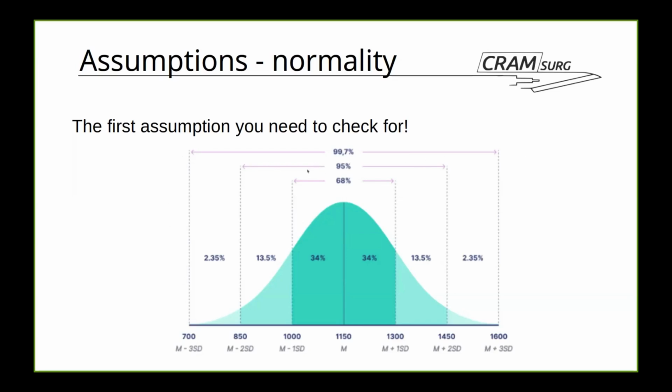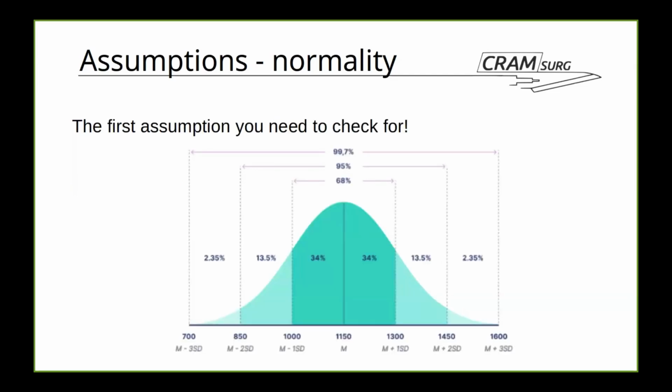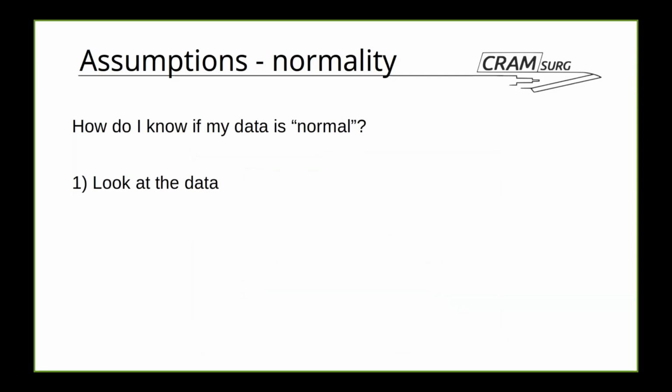Within 3 standard deviations, nearly 100% of the data will be contained. This is, as you can guess, very different from a skewed distribution. So how do you know if your data is normal? How do you know if your data looks like this? Well, first of all, you can look at the data.